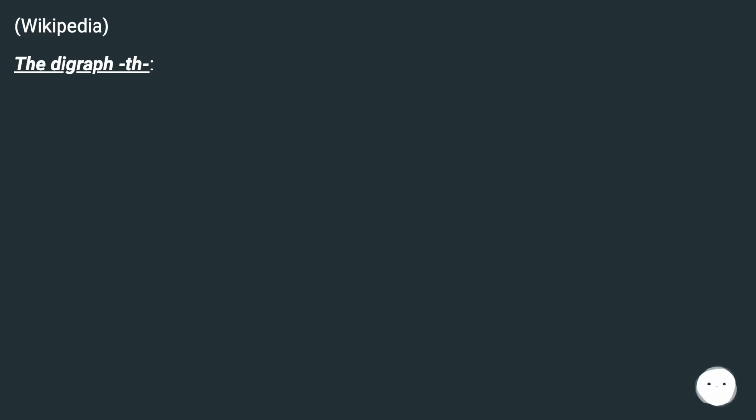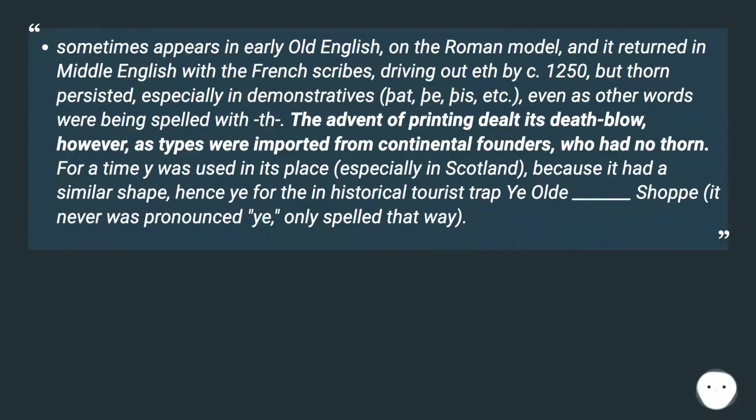Wikipedia. The digraph th sometimes appears in early Old English, on the Roman model, and it returned in Middle English with the French scribes, driving out eth by c. 1250, but thorn persisted, especially in demonstratives, þat, þe, þis, etc., even as other words were being spelled with th. The advent of printing dealt its death blow, however, as types were imported from continental founders, who had no thorn. For a time y was used in its place, especially in Scotland, because it had a similar shape. Hence the for the in historical tourist trap ye olde shop, it never was pronounced ye, only spelled that way.